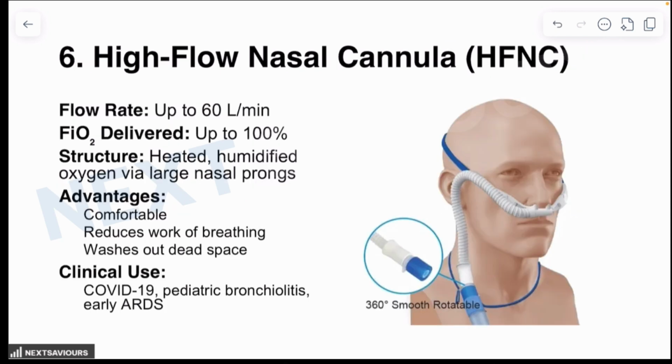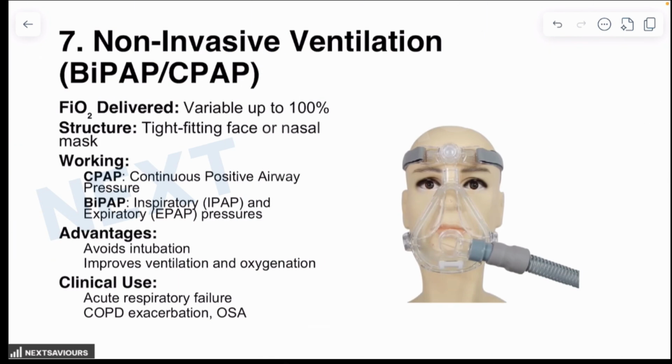Then, not very important, but because we have to complete the lecture, it is also required to learn what high flow nasal cannula is: flow rate all the way up to 60 liters per minute, FiO2 delivered all the way up to 100%. The structure is heated, humidified oxygen via large nasal prongs. Advantages are that it is comfortable, reduces the work of breathing, and washes out the dead space. Clinical use is in COVID-19, pediatric bronchiolitis, and early respiratory distress syndrome. So, the high flow nasal cannula system is also available.